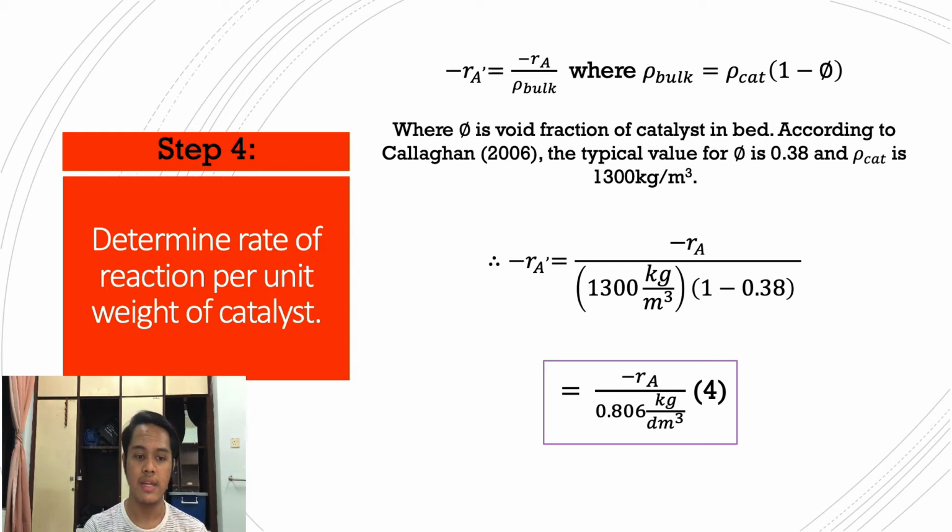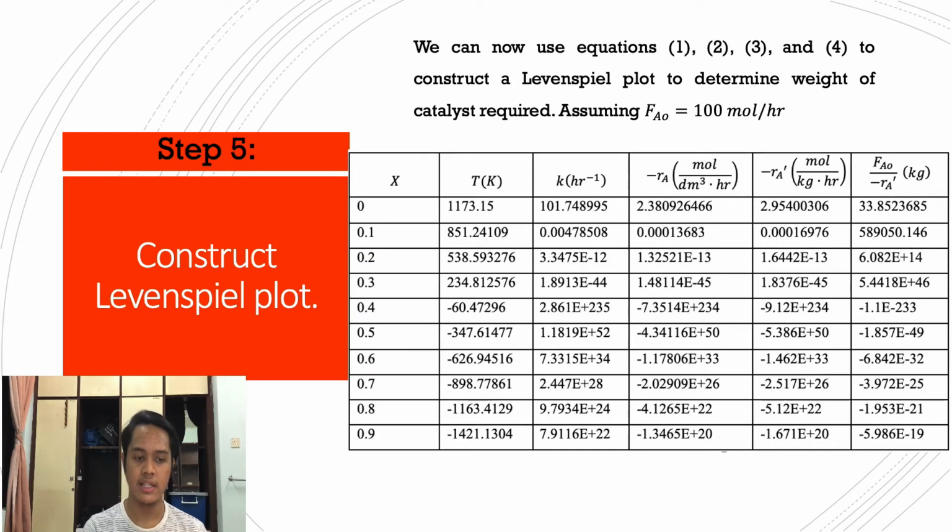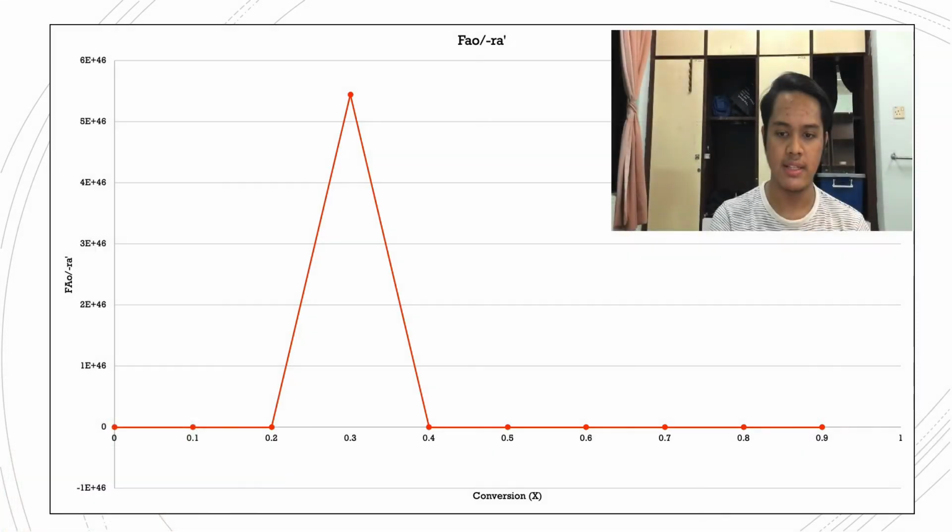Then we need to determine the rate of reaction per unit weight of catalyst, because this is a packed bed reactor, and it is related to the rate of reaction by the bulk density of the catalyst. Then we can construct the Levenspiel plot with all those equations that we have developed. In this case, we assume the inlet flow rate to be 100 mol per hour of methane. And this is the Levenspiel plot that we obtained for this specific case.